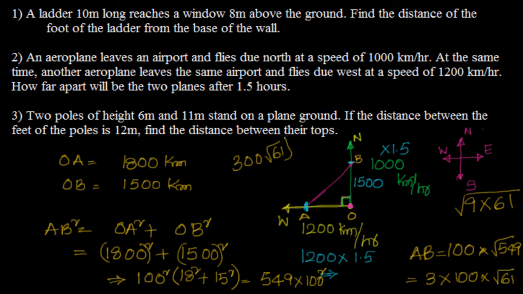How can we write that? Because root 549 is nothing but root 9 into 61. Root 9 is 3, and you will have 3 root 61. So 300 root 61. Let's look at the next one.